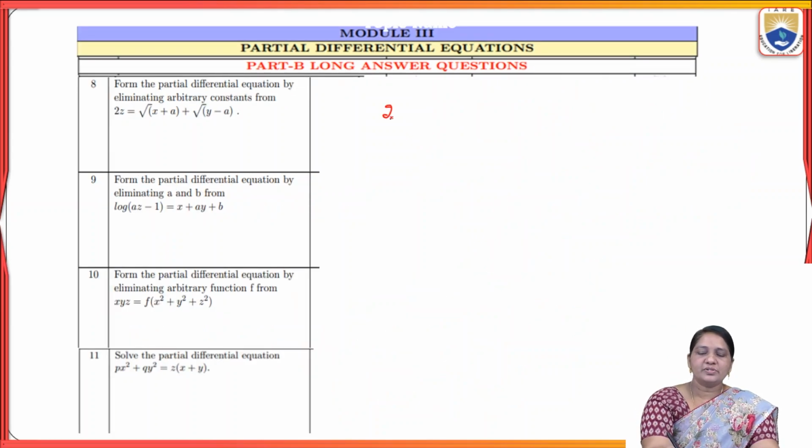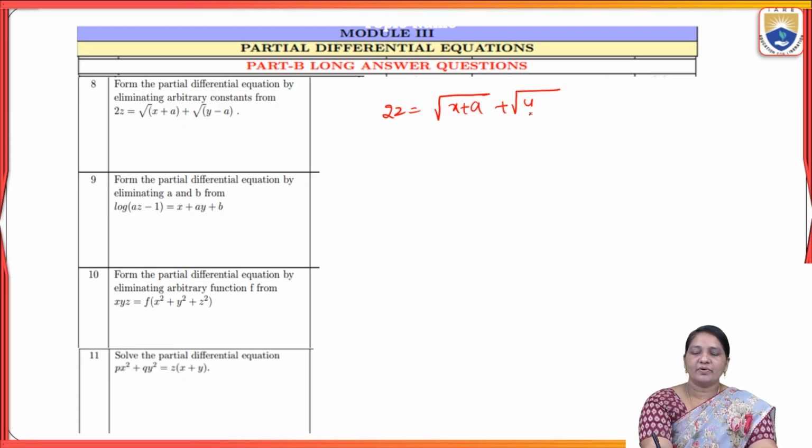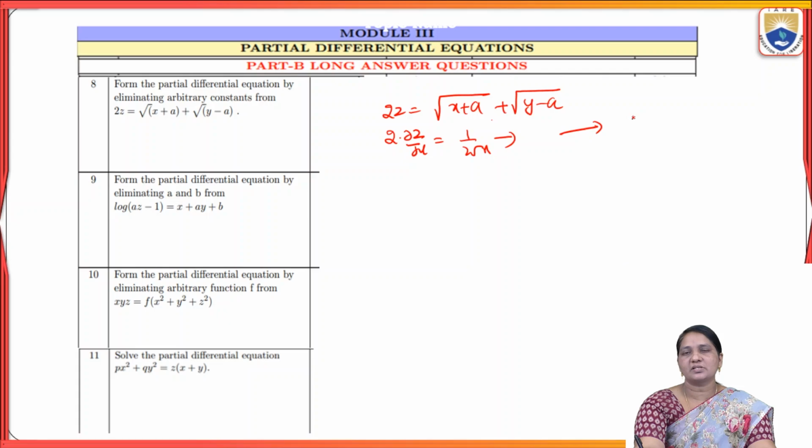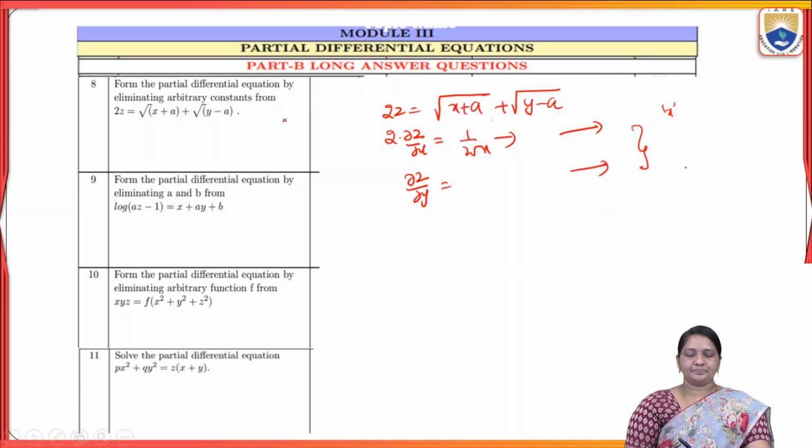See here, 2z equal to √(x + a) + √(y − a). Here also we have to do partial differentiation with respect to x, that is 2 ∂z/∂x equal to the derivative of √(x + a). The derivative of √x is 1/(2√x), right? Based on that we do the partial differentiation with respect to x. After that we do partial differentiation with respect to y. We are going to get two equations, and we solve these two equations to get the PDE form.